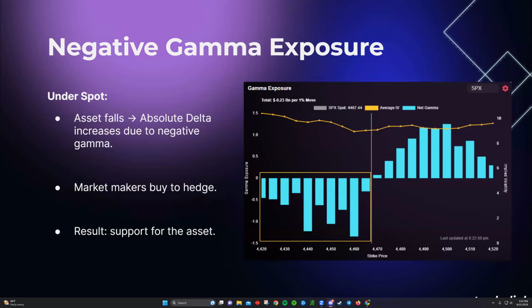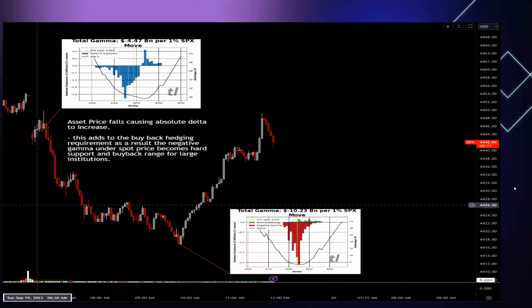So in the next slide, you're going to start seeing an example of this. This is on the 19th, so it was only a couple days ago. You can see here, off of the last slide, there is an example of negative gamma exposure below spot price. On the chart to the left, the blue graph chart, you see the negative gamma exposure directly underneath spot price.